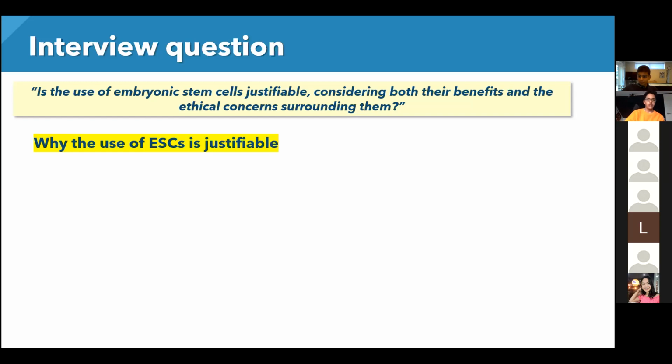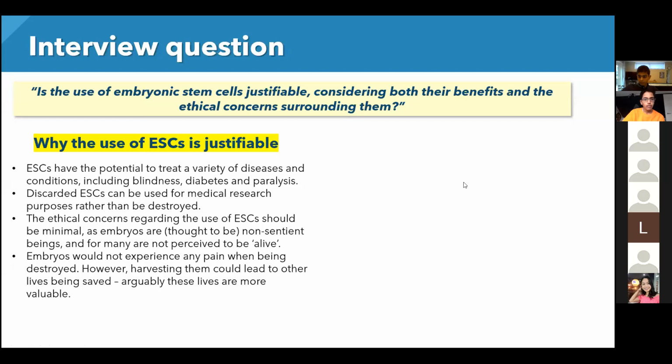If you want to press the slide. Yep. So embryonic stem cells have the potential to treat a variety of diseases and conditions, including blindness, diabetes, and paralysis. As we talked about earlier, the medical implications of this are quite huge, and we potentially could use them for quite a few ailments and disorders, which could cure lots of problems and symptoms, and could be life-saving. But again, this is all highly research-based at this point.